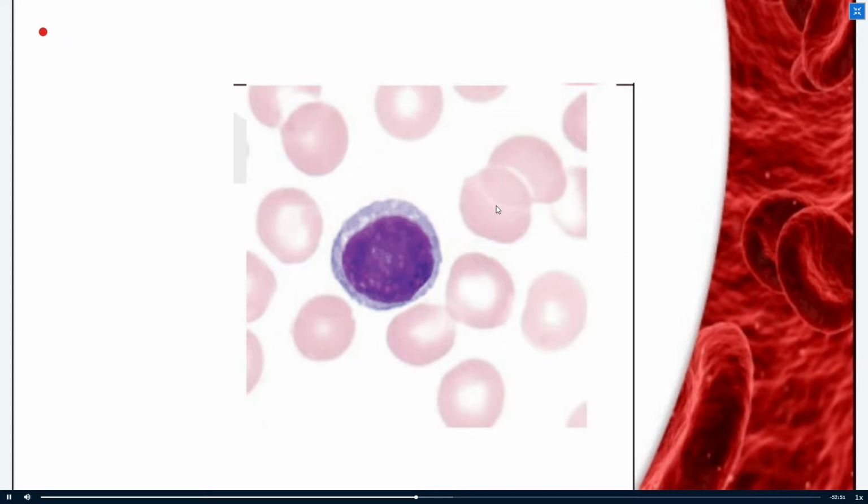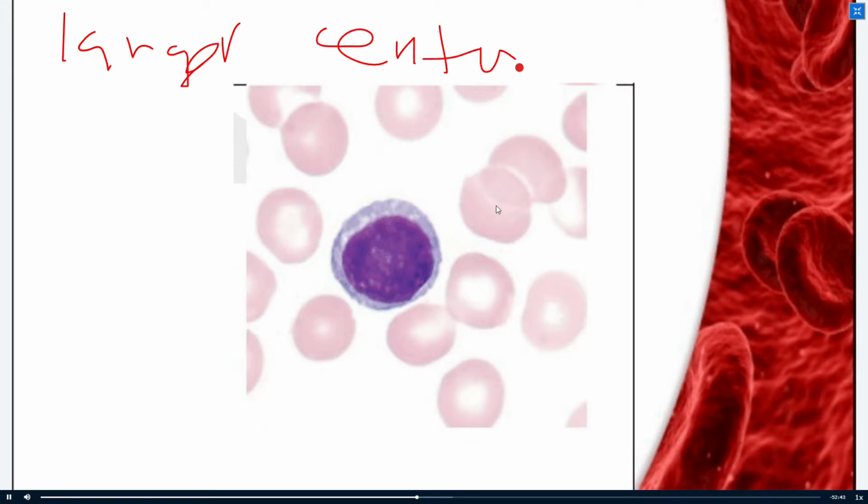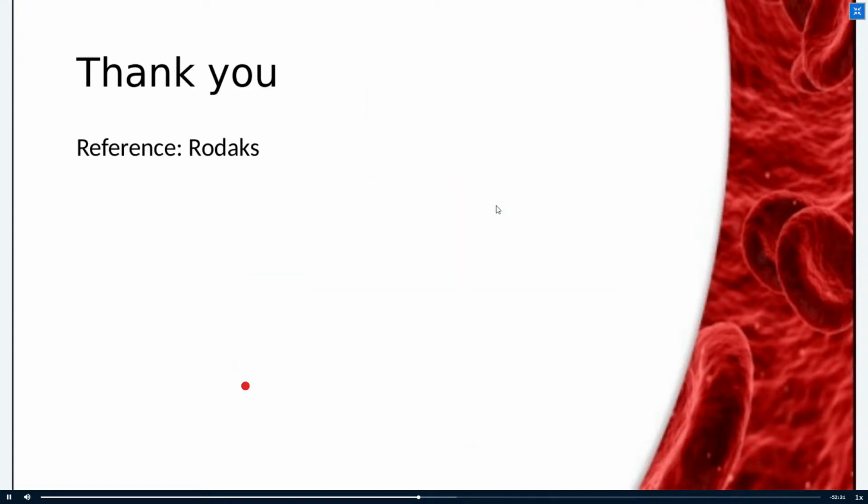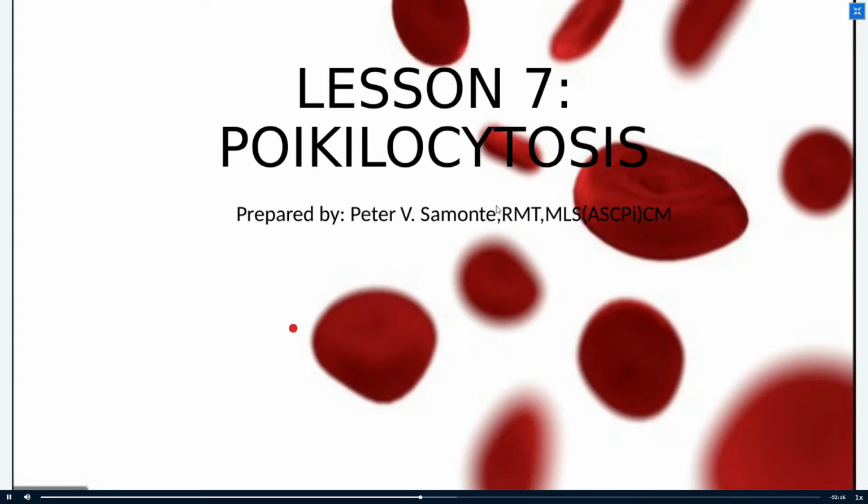Now, one characteristic of microcyte, class, is that it has a larger central pallor. Mas malaki yung central pallor niya, and smaller in size. So that ends our anisocytosis topic. Any questions? Naintindihan naman? Okay, so if there are no more questions, we will now proceed to your lesson 7.